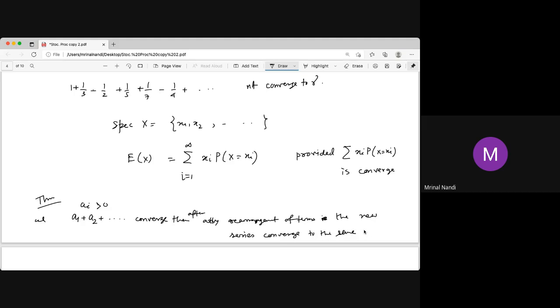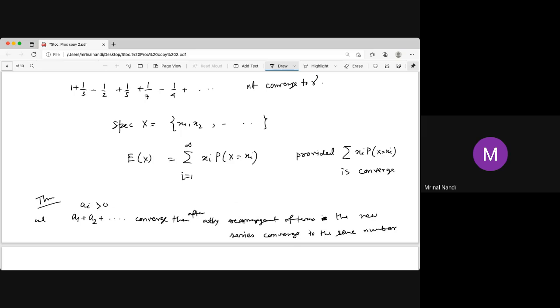That's the interesting thing. So if all the terms are positive, if you rearrange, then if one converges, after rearranging they converge, and converge to the same number. But for some negative, some positive terms, this is not true.